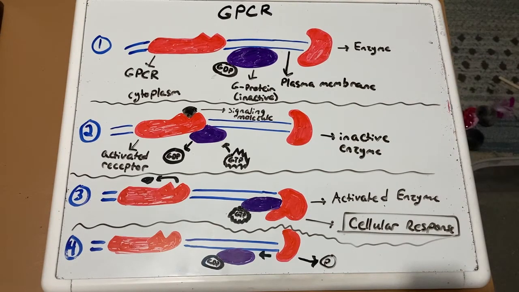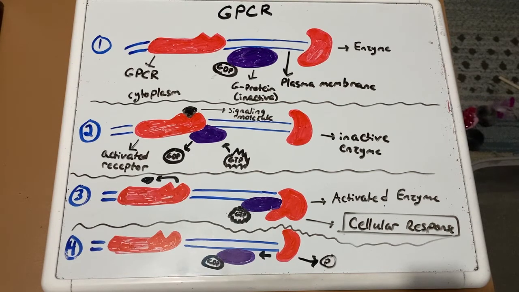When a signaling molecule binds to the G-protein-coupled receptor, the receptor becomes activated and will change shape, and this allows the G protein to bind to the receptor. GTP then displaces GDP, and the G protein is now activated. Next, the G protein dissociates from the receptor, moves along the membrane, and eventually reaches an inactive enzyme. When it reaches this inactive enzyme, it binds to it, changing its shape and causing the enzyme to become activated and trigger the cellular response.